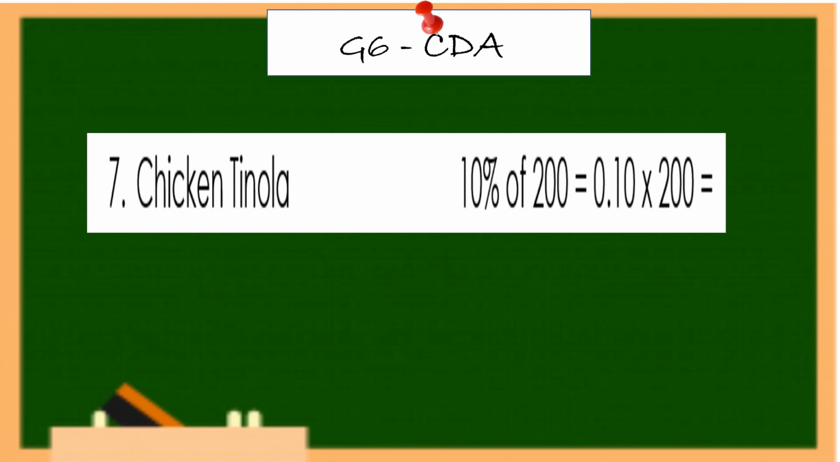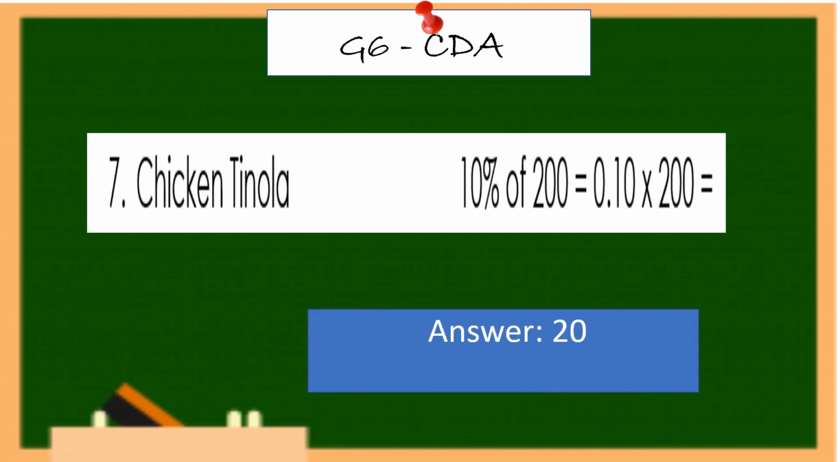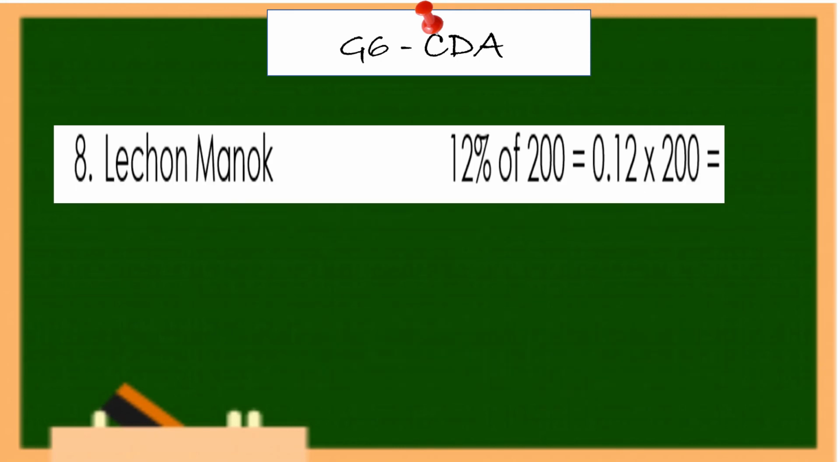Number 7. Chicken tinola is 10% of 200, which equals 0.10 times 200. Compute it now. Your answer? I do not hear. 20. Correct. You got it. Very good. Next, lechon manok, 12% of 200 equals 0.12 times 200. Your answer?